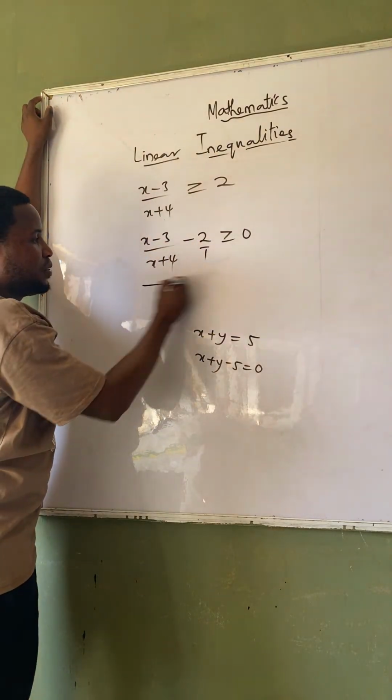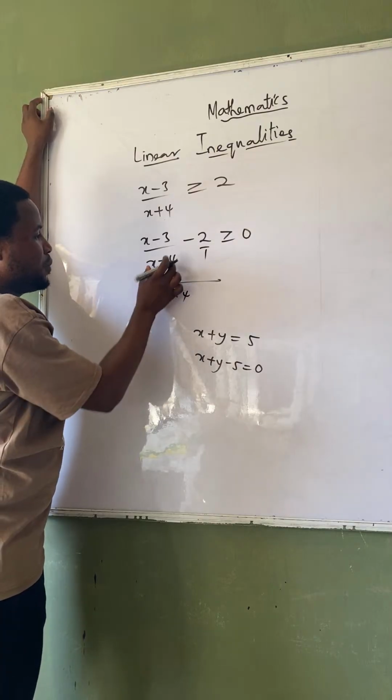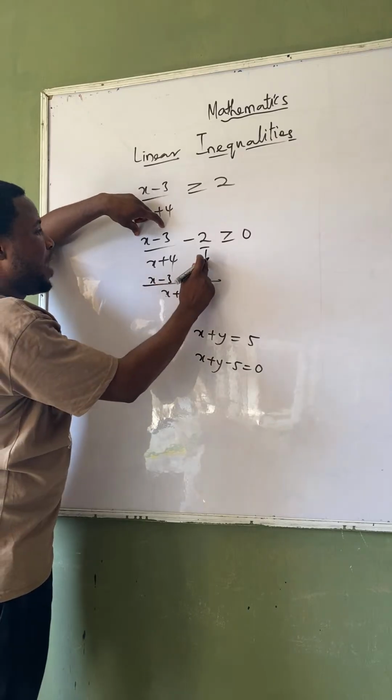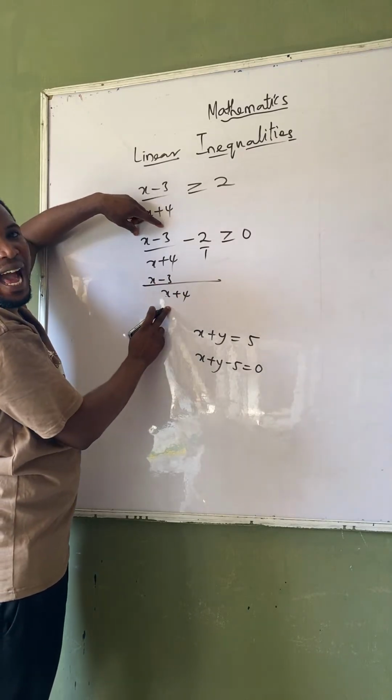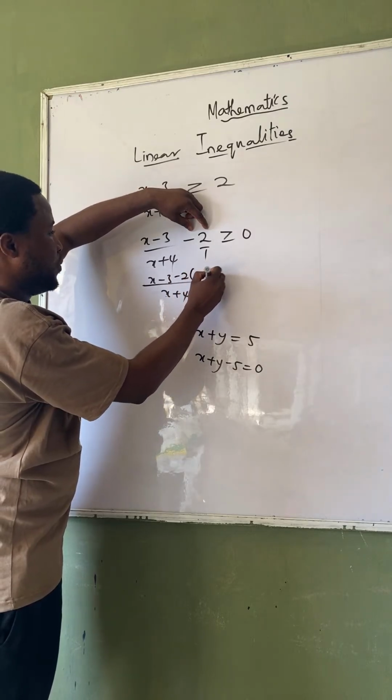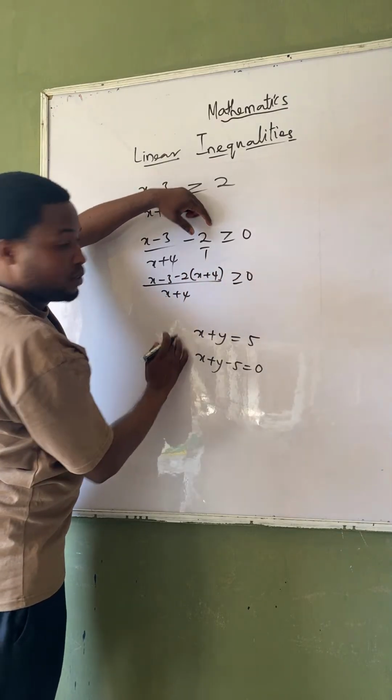So what do I do here? This is over 1, find the LCM. My LCM is x plus 4. So x plus 4 here gives me 1. 1 times this guy gives me this guy back. Then 1 in this guy is this guy times minus 2. So that I have minus 2 into x plus 4. Then greater than or equals to 0.